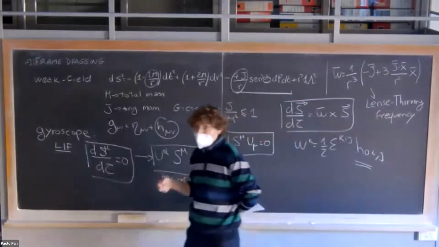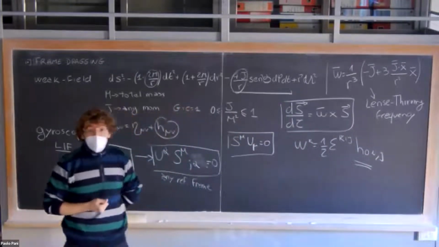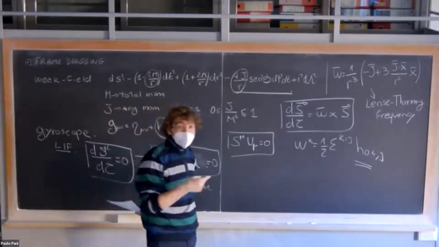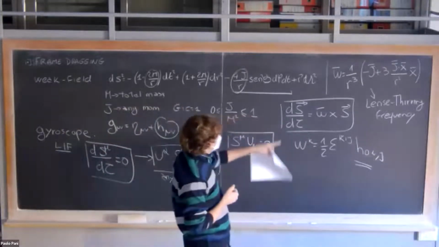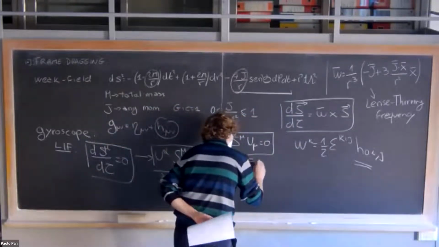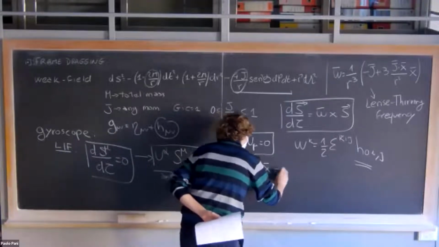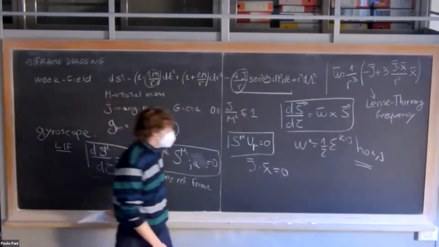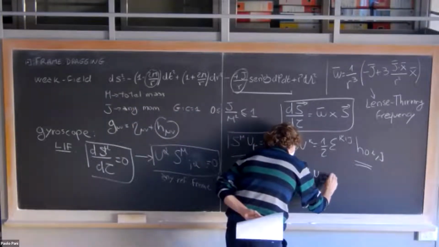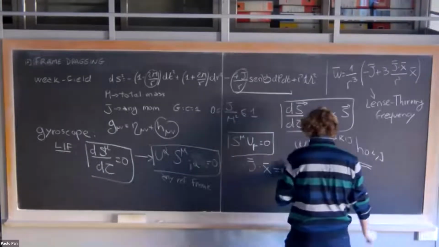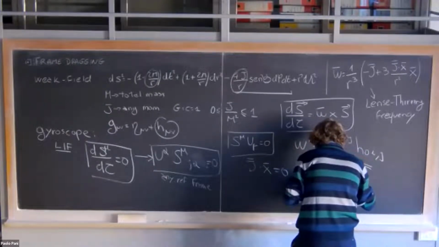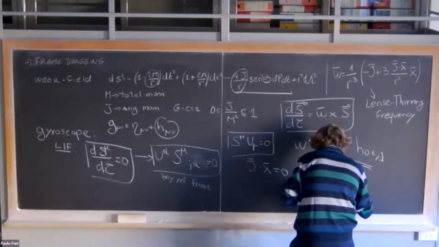So the effect is the fact that the spin of a gyroscope in a rotating space-time precesses with a frequency given by the absolute value of this quantity. If we consider the case in which J is orthogonal to the position vector, so the cross product is 0, what we get is that the absolute value, what I can call the Lense-Thirring frequency, is simply, restoring the physical units, GJ divided by c squared r cubed.